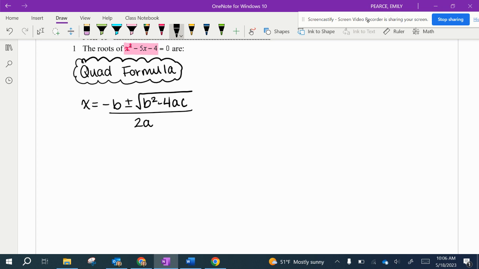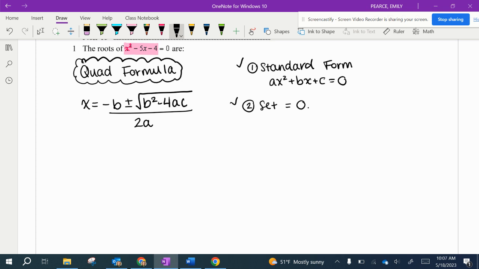And now you're going to take a look at your original function and you're going to ask yourself, is it in standard form? Meaning, is it ax squared plus bx plus c equals 0, okay? And the other thing you want to ask yourself, is it set equal to 0? Okay, if both of those things are true, which in this case it is, then you can go ahead and just start finding whatever your a, b, and c values are, okay? So off to the side over here, I'm going to write a equals, b equals, and c equals, okay?